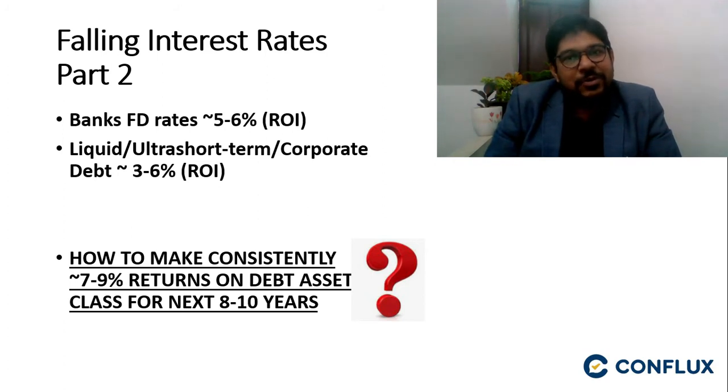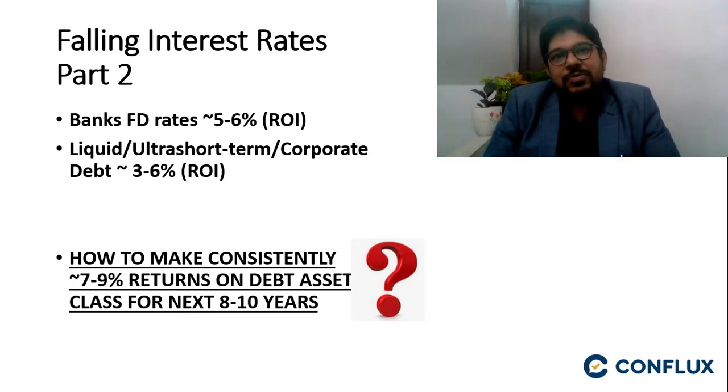In the first part of the video blog, I covered a very important topic: the way interest rates have been changing, and changing pretty fast. I showed you data on how interest rates have been falling, and how bank FD rates have fallen to an all-time low, currently giving interest in the range of 5 to 6 odd percent. Even debt mutual funds, be it liquid funds, ultra short term or corporate bonds, are giving returns in the range of 3 to 6 odd percent on an annualized basis.